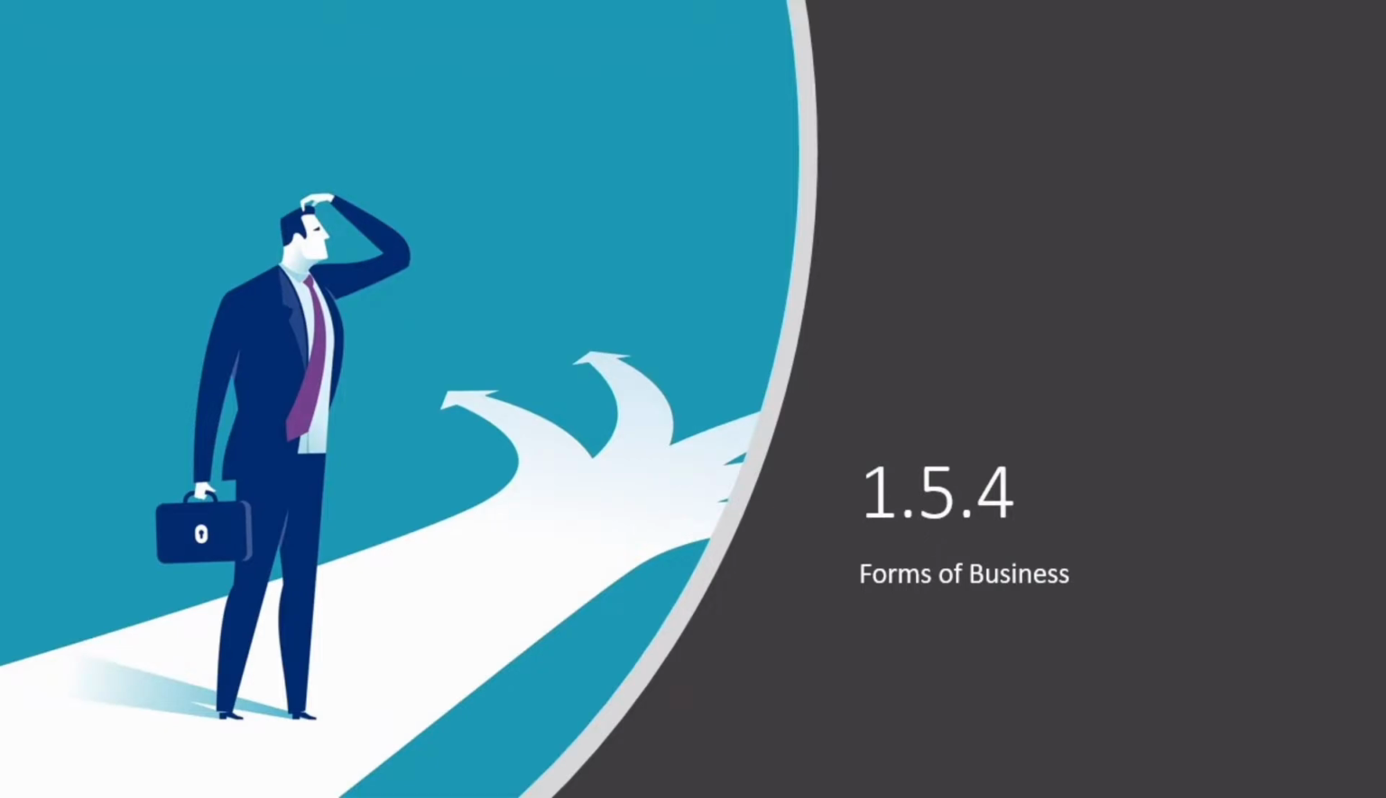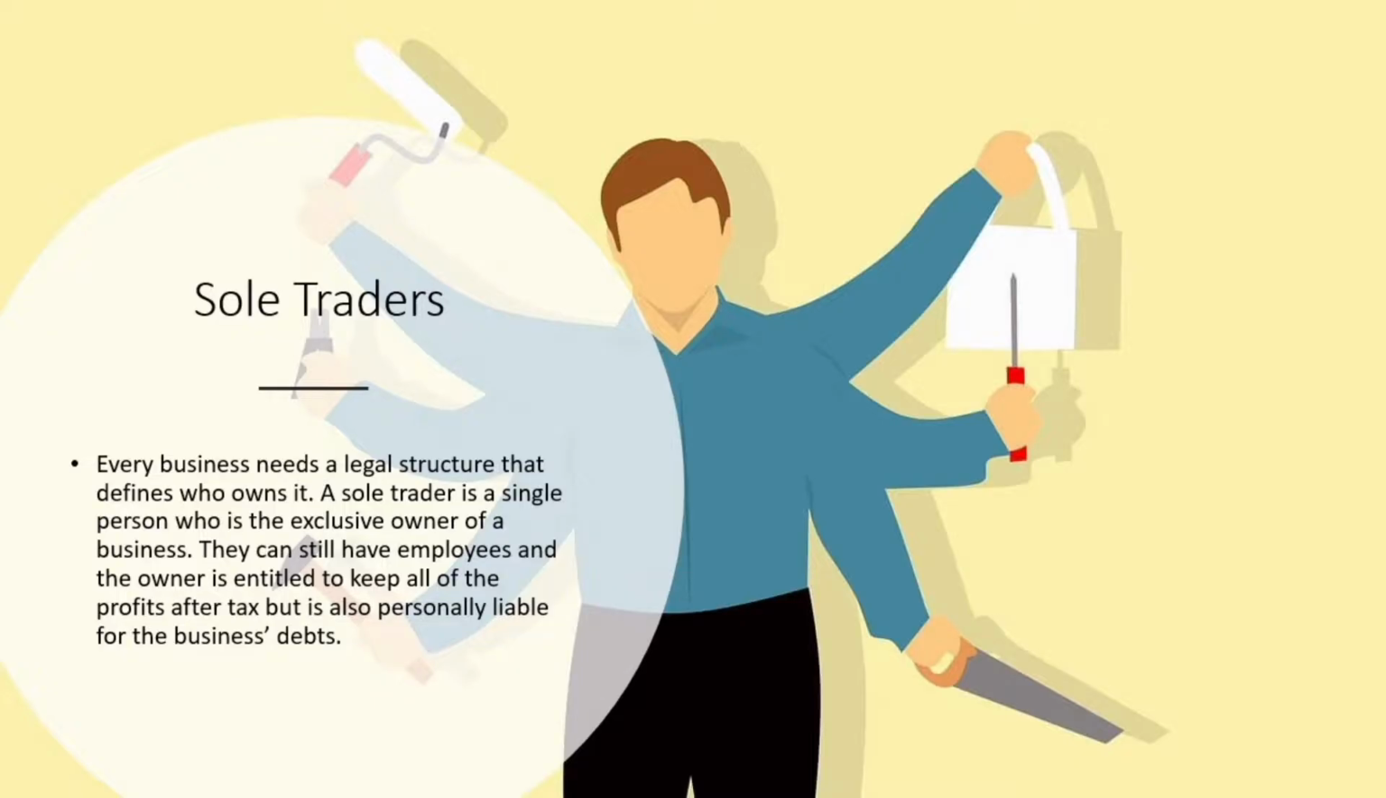1.5.4 Forms of business. Sole traders. Every business needs a legal structure that defines who owns it. A sole trader is a single person who is the exclusive owner of a business. They can still have employees, and the owner is entitled to keep all of the profits after tax, but is also personally liable for the business debts.